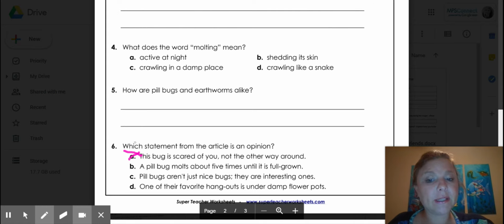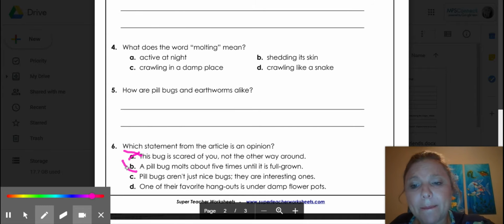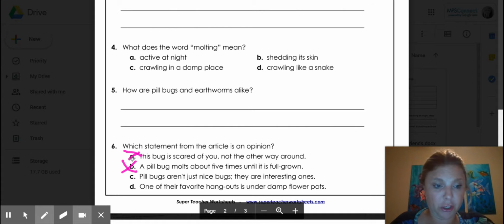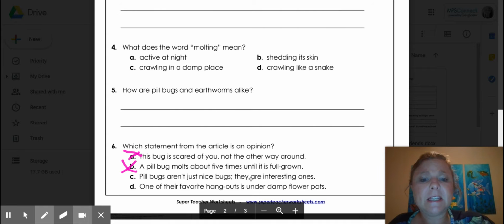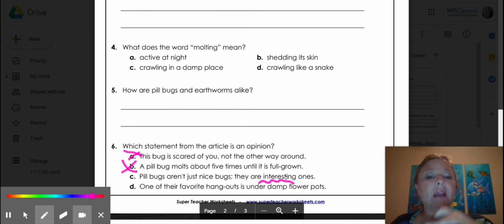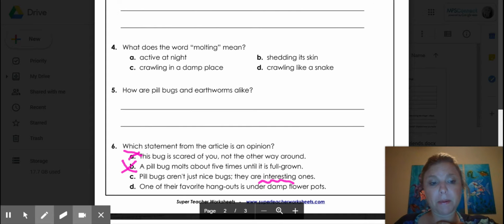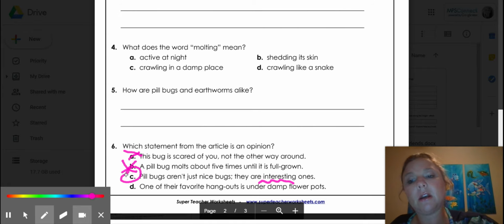The pill bug molts about 5 times until it's grown up. That's, again, another fact. I know that happens. That's not something that people are choosing to say. Pill bugs aren't just nice bugs. They're interesting ones. Some of you might have sat here and gone, Mrs. Taylor, I can't believe you were holding that roly-poly. This is not fun for me. I don't like bugs. This is not interesting. Well, when I say that they're interesting, that's my opinion. You're saying that they're not interesting. That's your opinion. So definitely C is talking about an opinion.